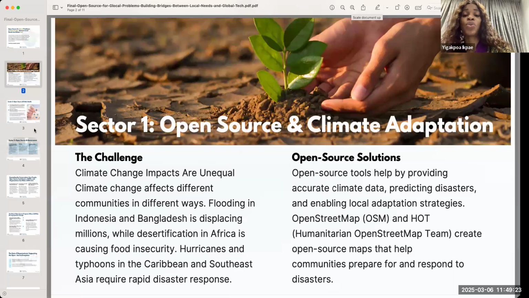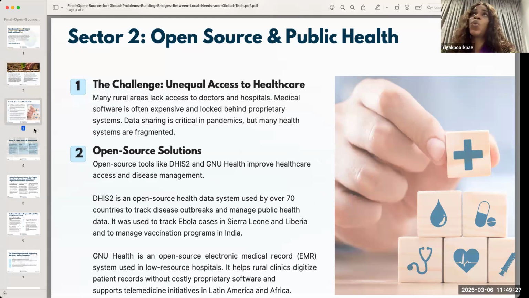Now I'll go to sector 2, which is open source and public health. One of the challenges with public health is that around the world there's unequal access to healthcare. Rural areas lack access to doctors and hospitals, especially in the global south. And medical software, when there is any, is expensive and locked behind proprietary systems. Data sharing, which is very critical in pandemics, is often fragmented because of the health systems they use. So I've shared the problem, and now I'm going to share open source solutions in action.